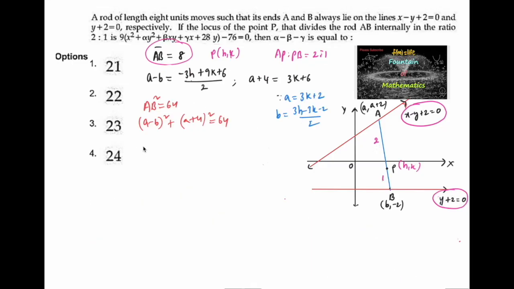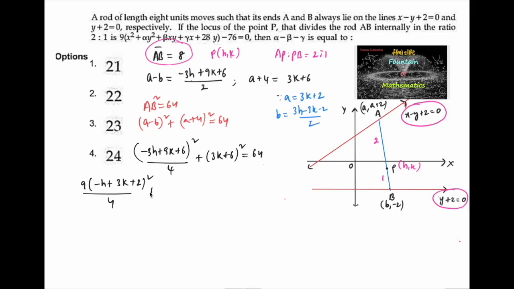Now we can simplify and write (−3h + 9k + 6)² divided by 4 plus (3k + 6)² is equal to 64. If I take 3 common, 3 square, 9 can be taken outside. So 9 times (−h + 3k + 2)² divided by 4, and here also 9 can be taken common. So we can write (k + 2)² is equal to 64.